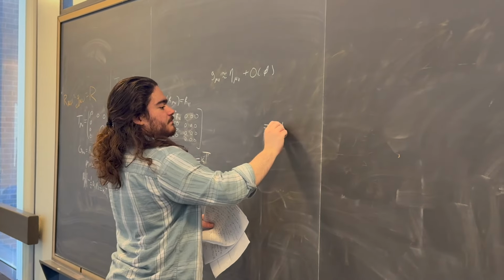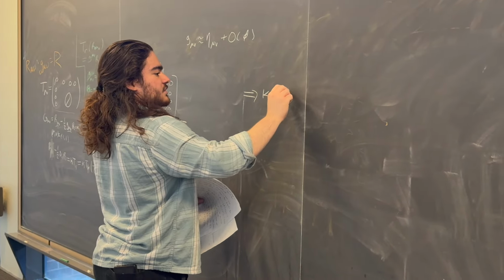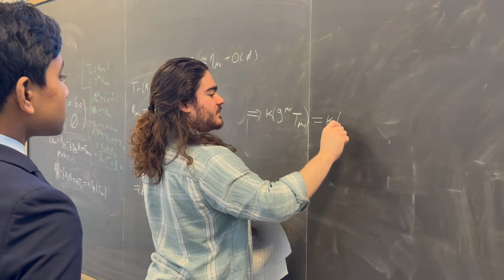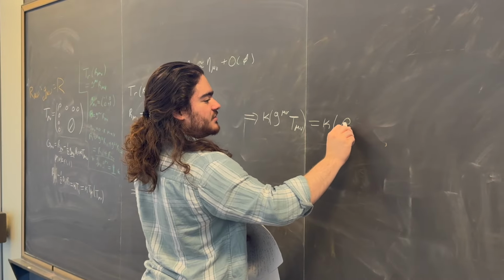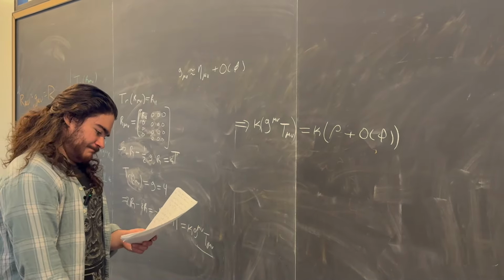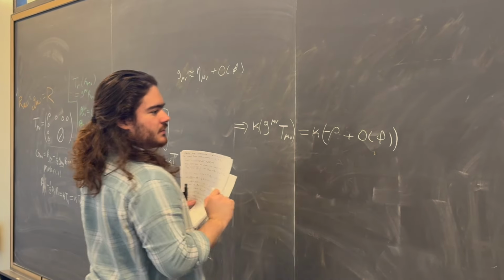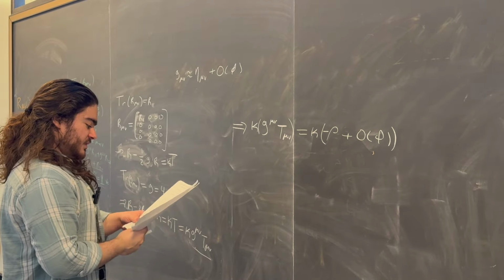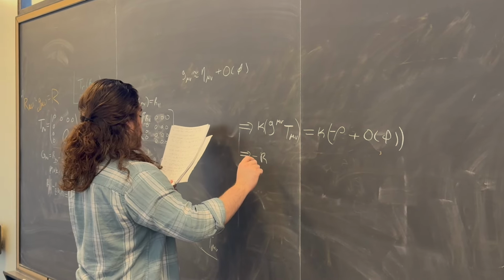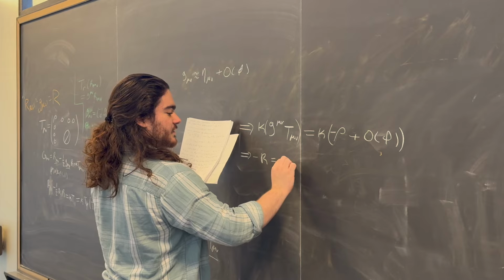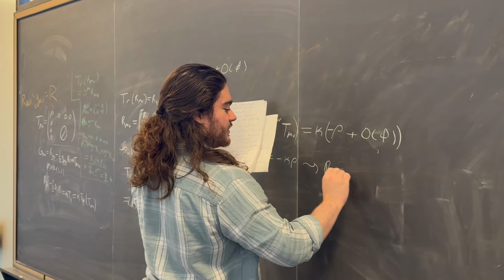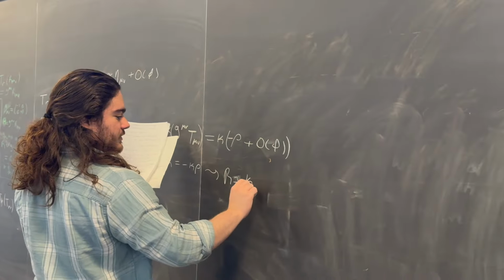So what I can do is I can say kappa T mu nu. Now I've reintroduced components a little bit here. It's kappa times the energy density plus higher order terms on the field. So this implies that negative R equals negative kappa rho, truncating these terms, of course, which means that the scalar curvature is roughly kappa rho.